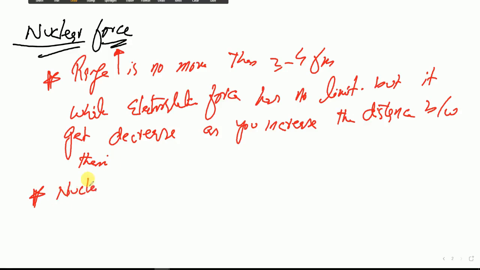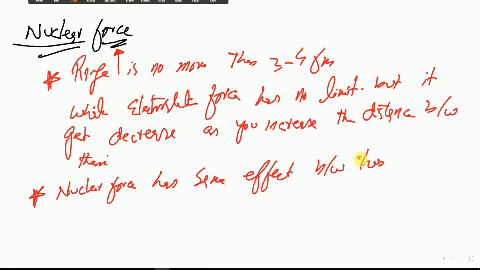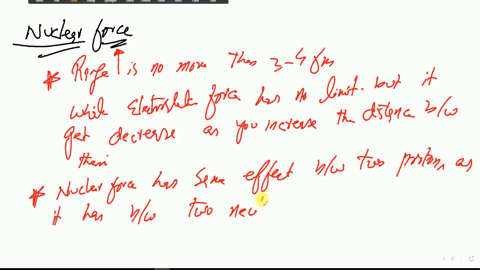Next point is nuclear force has the same effect between two protons as it has between two neutrons or a proton and neutron, unlike electrostatic force.